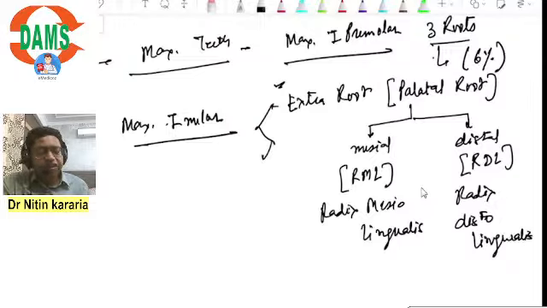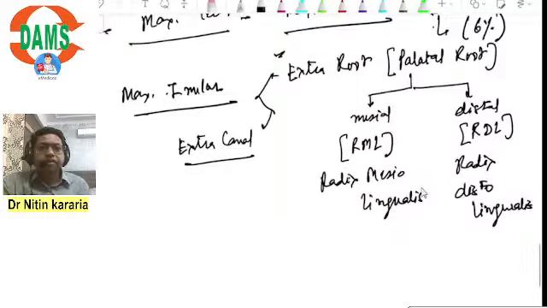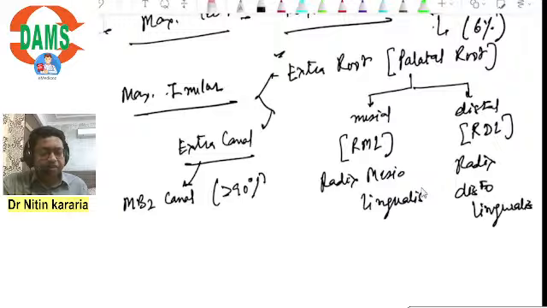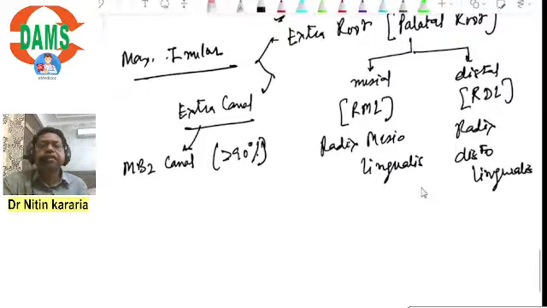Then there can be variations in the form of extra canal. Okay, extra canal, the most common variation is MB2 canal, which has an incidence of greater than 90%. Greater than 90% incidence, majority of the cases.